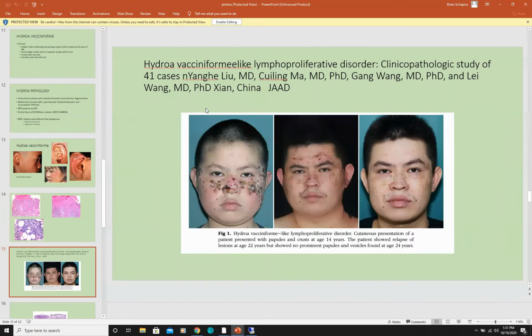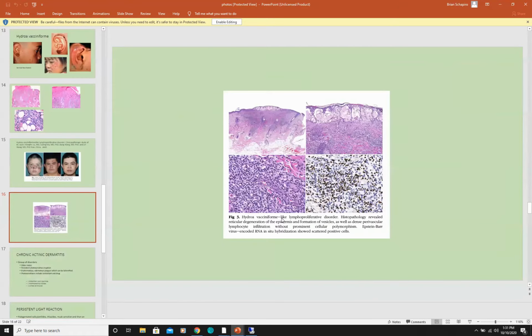This is a study in JAD of the Hydroa vacciniforme-like lymphoproliferative disorder. And here you can see papules and crusts in a young patient, who didn't have much vesicle formation. And in this one, the histology would look just like Hydroa, with this lymphoid atypia. And here is the pathology of this, and you can see a lot of edema, a Hydroa vacciniforme-like lymphoid infiltrate. But over here, EBV was positive, and some of these lymphocytes had lymphoid atypia with hyperchromatic nuclei and irregular nuclear contours.